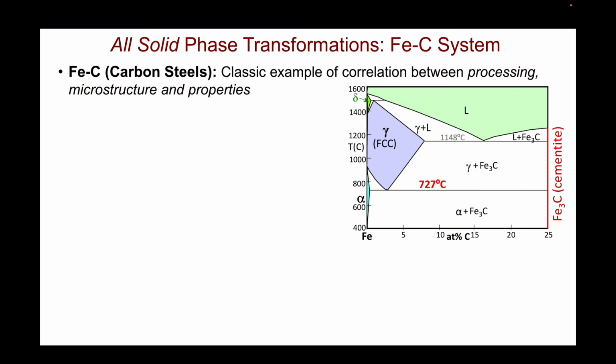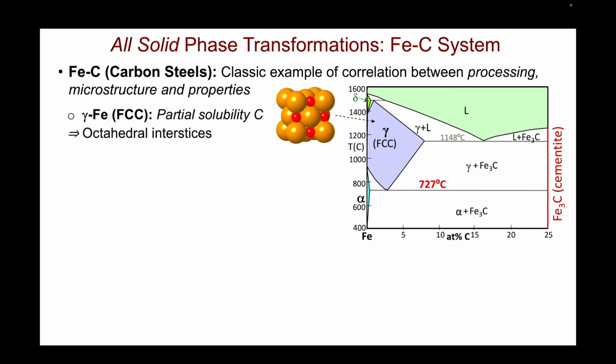One of the most studied and most important all-solid phase transformations are those in the Fe-C steel system, which are classic examples in materials science of the correlation between processing, microstructure, and properties. The iron-carbon phase diagram shown here is well studied. At high temperature, there is partial solubility of carbon in gamma iron, where the carbon atoms partially occupy the octahedral interstices of the face-centered cubic structure of iron.